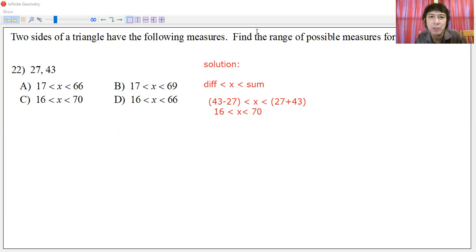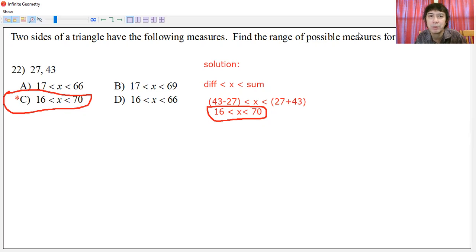All right, so we can see from the choices, this is our answer. Okay, we shall choose C. All right, here is C. 16 to 70. All right, and we can check and verify there. Okay, you can see the asterisk. I can make it blink there. So that will be for number 22.